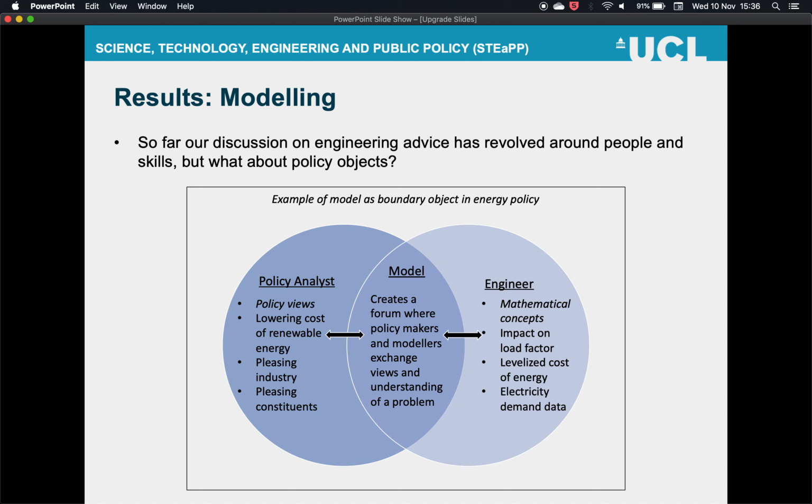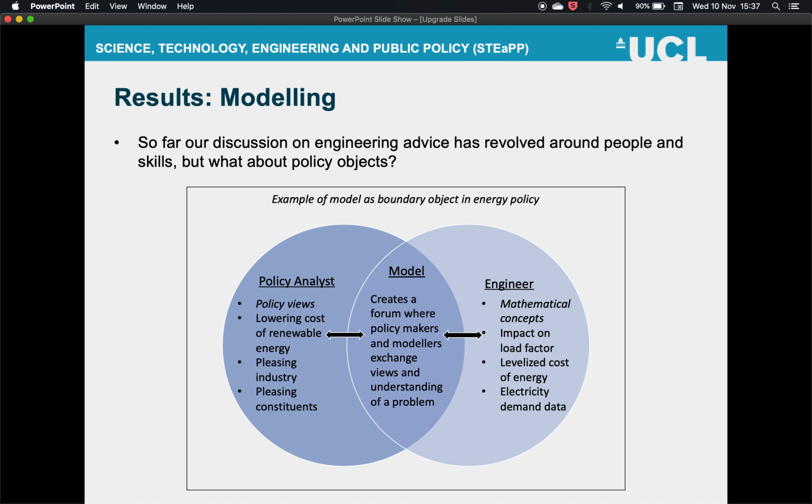So I've come across a model. They were trying to look at changing a certain threshold for solar farms in the UK without spending too much time on it. It required a collaboration between a policy analyst and an engineer. Initially, the engineer and the policy analyst had a lot of back and forth, and they broke down the main question, and the engineer helped the policy analyst understand the mathematical concepts they might need in the model, like the impact on load factor, cost of energy, electricity demand data.